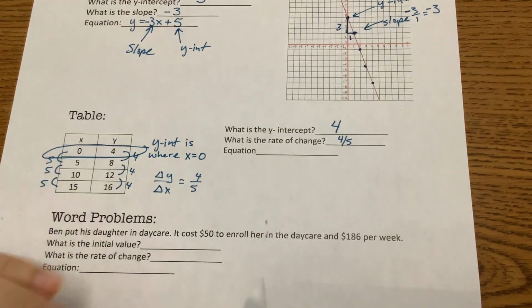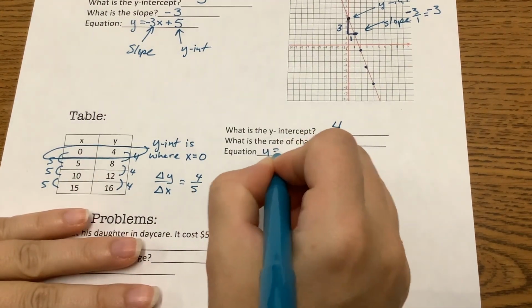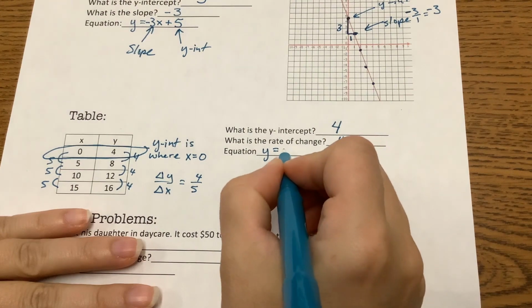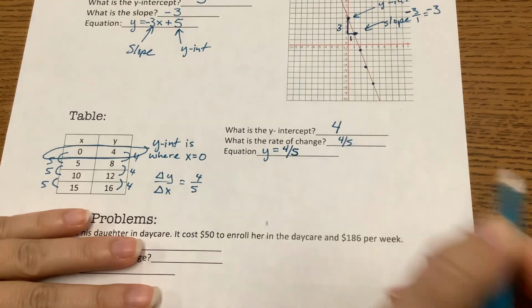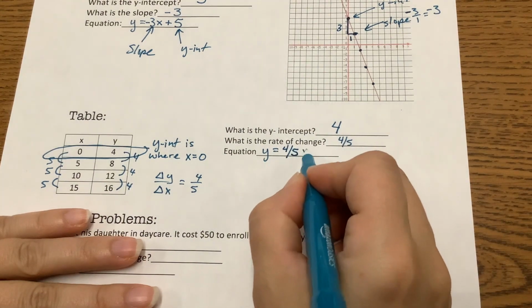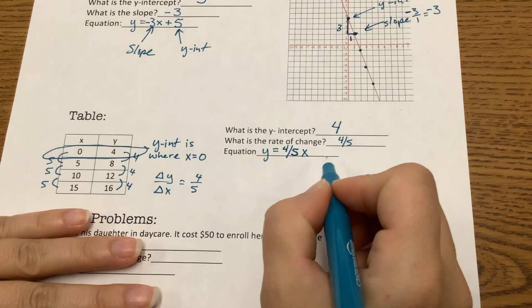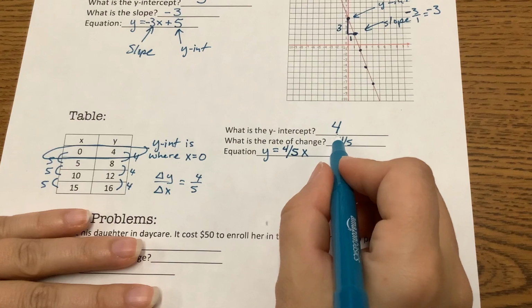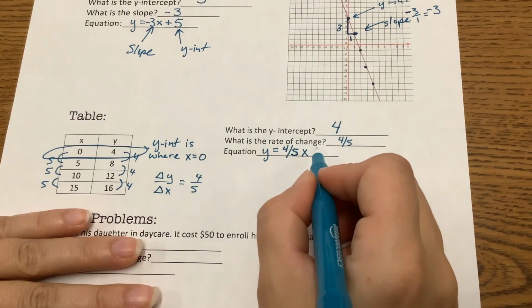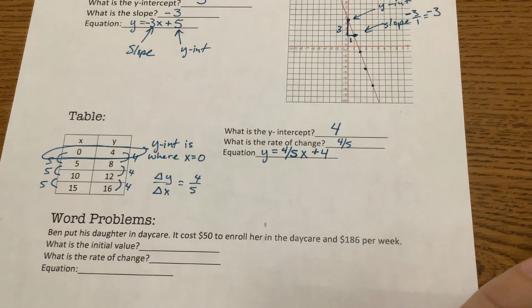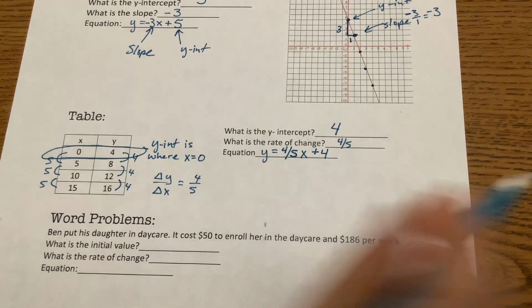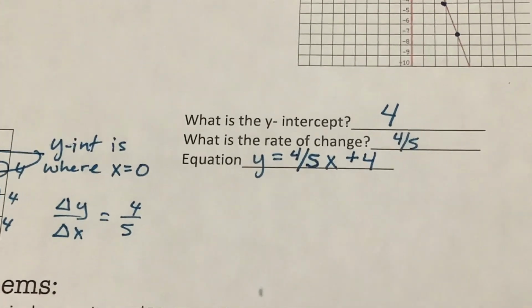Now we need to write the equation. It's y equals what? What is the slope? 4/5 x. What's the y-intercept? 4, and it's positive 4, right? Positive, we use a plus sign, so plus 4. I'm going to zoom in on that.